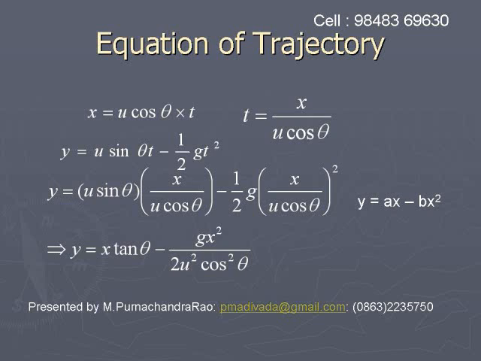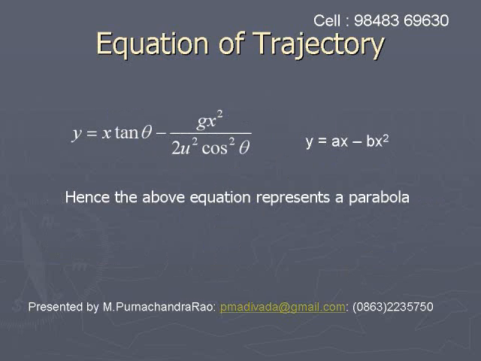By comparing this with y is equal to ax minus bx square, where a and b are constants, a is tan theta, a constant, and b is g by 2u square cos square theta, which is also constant. Hence, this relation y is equal to x tan theta minus gx square by 2u square cos square theta represents the equation of a parabola.